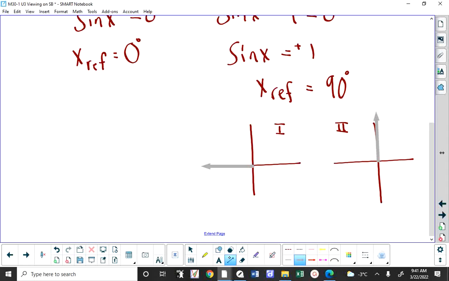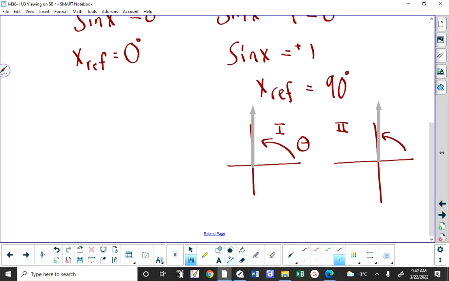If it's in quadrant 2 with a reference angle of 90 degrees, I got these backwards. This was quadrant 2, but if it's in quadrant 2 with a reference angle of 90, it goes up to here. If it's in quadrant 1 with a reference angle of 90, it goes up to here. So the location is the same no matter what, right? So the only solution for the rotation angle, theta, well, it's x, but I'm going to call it theta, for the rotation angle is 90 degrees. It doesn't matter whether you're thinking quadrant 1 or quadrant 2.